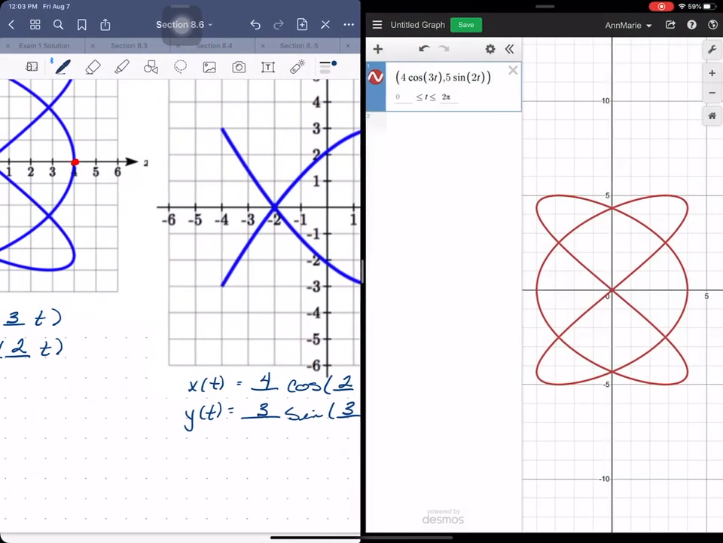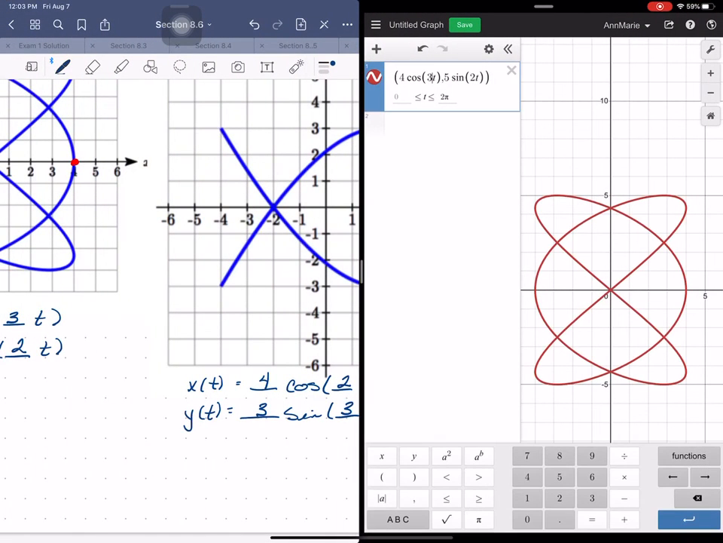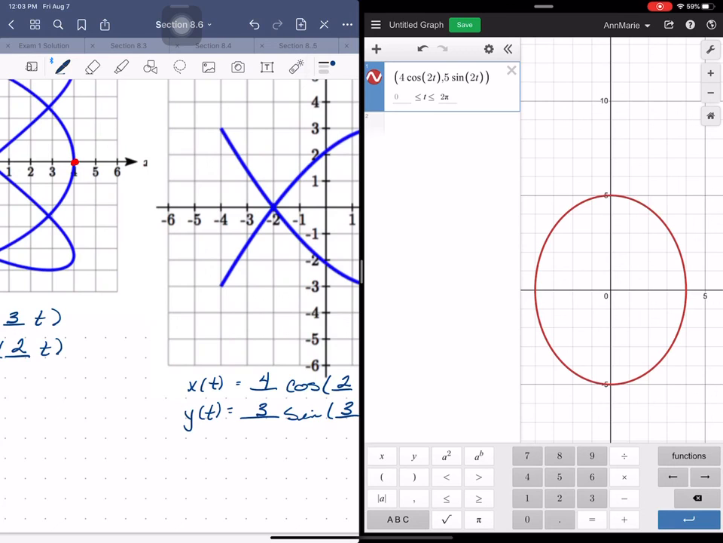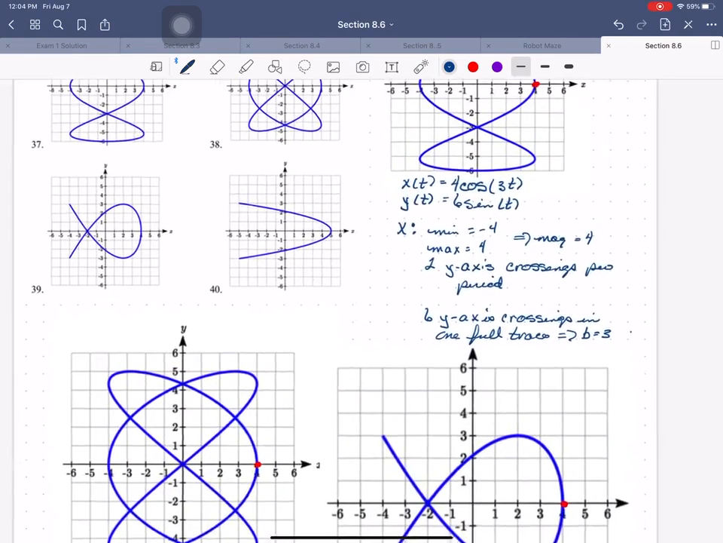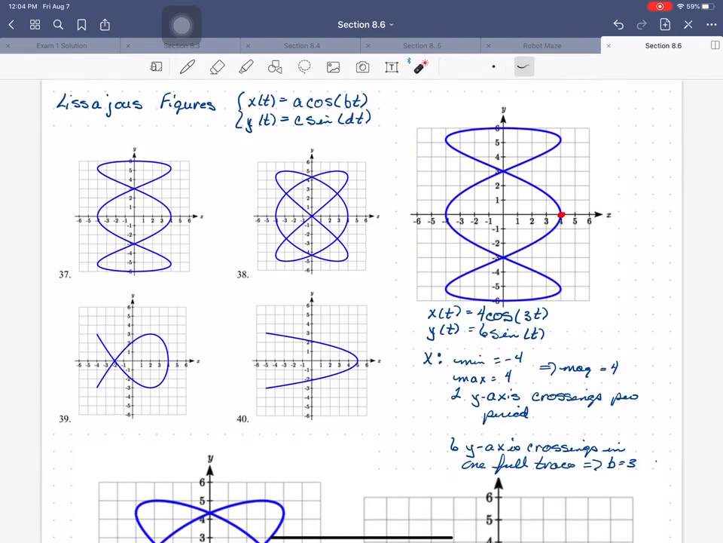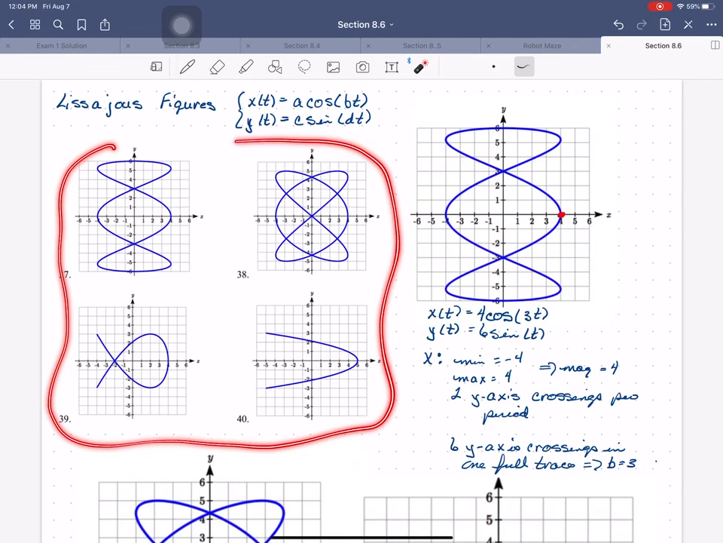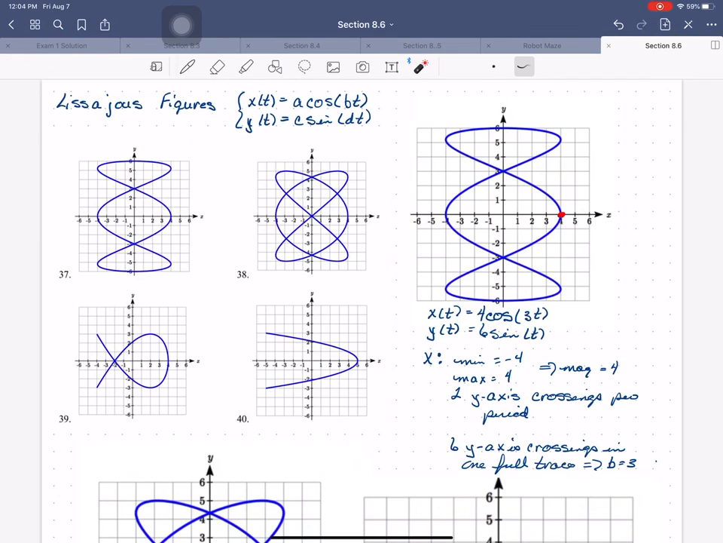All right, let's check it. 4 cosine 2t and 3 sine 3t. Okay. All right, so that's the basics of Lissajous figures. It's just important that you recognize this form as a Lissajous figure, and you recognize these as Lissajous figures, and that you be able to build one from the other. All right, have fun. I'll talk to you again soon.